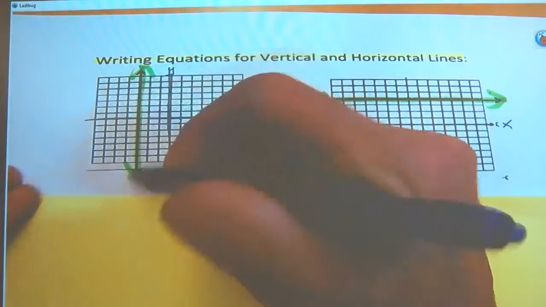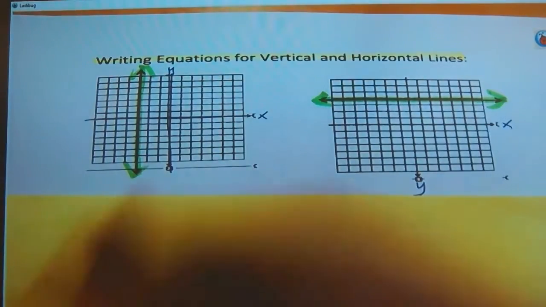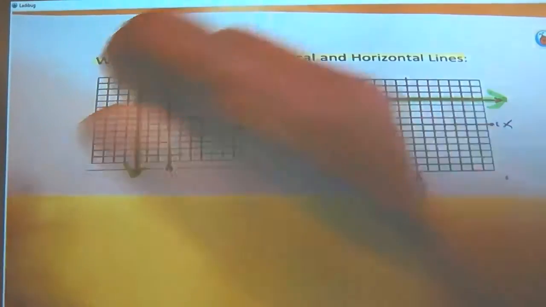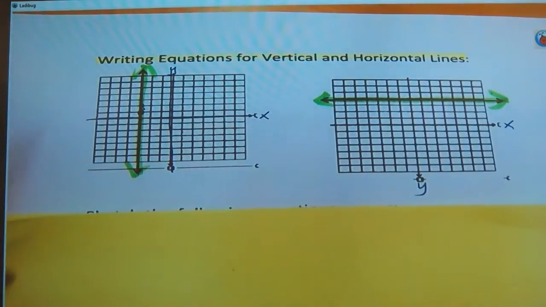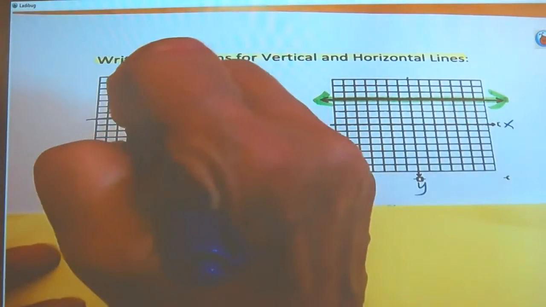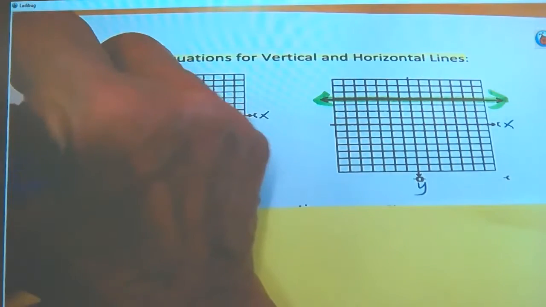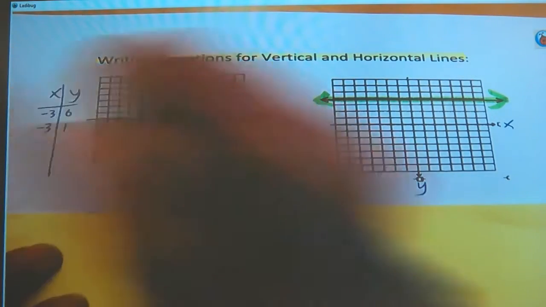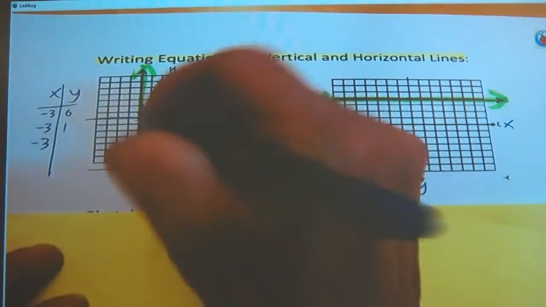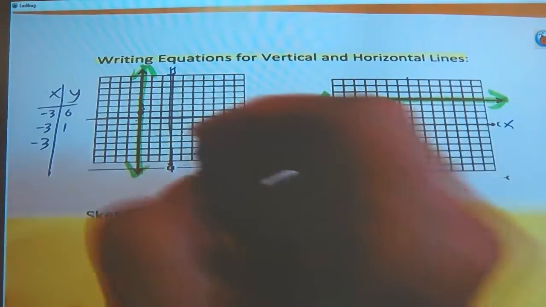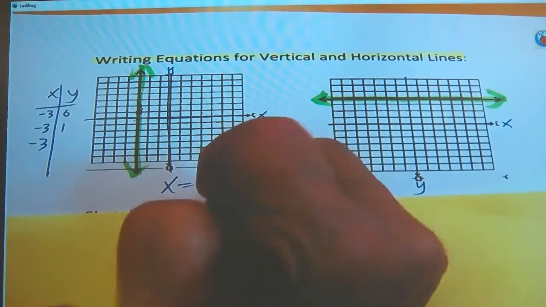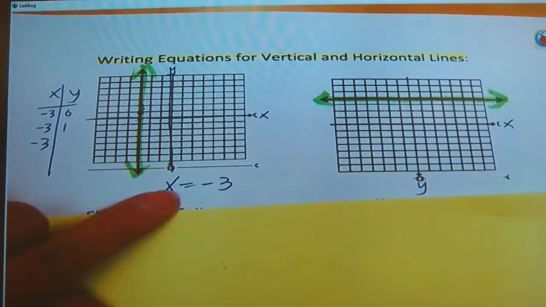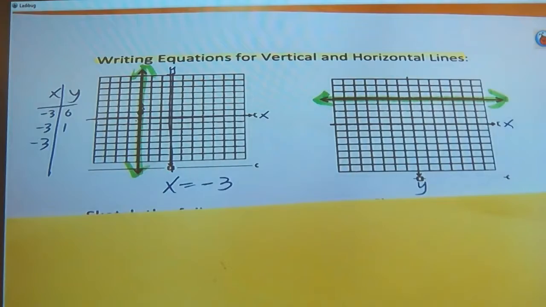Okay, do you remember how to write the equation of a vertical line? Well, if you look at every single point on that line, they're all equal to -3. If you listed all the points, it would be (-3, 0), (-3, 1), (-3, anything). So the equation is x equals -3. So remember, vertical is the top half, vertical is -3.